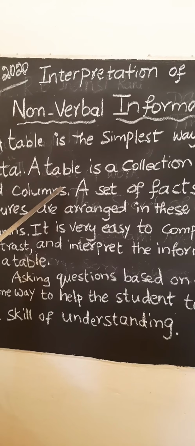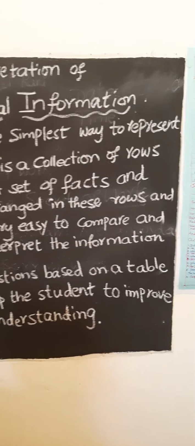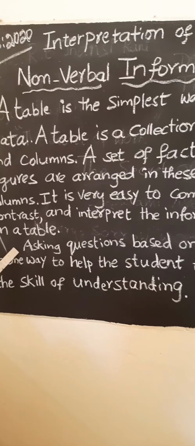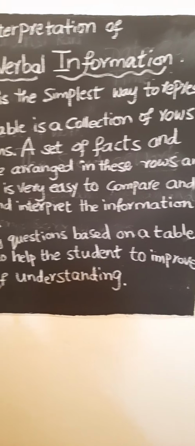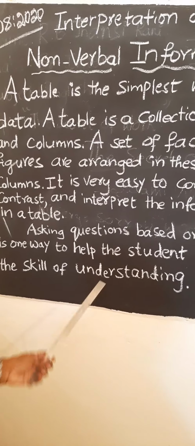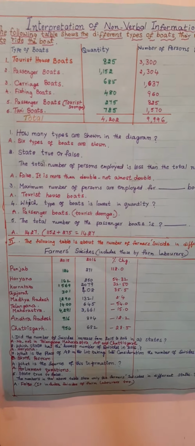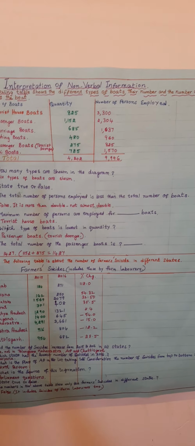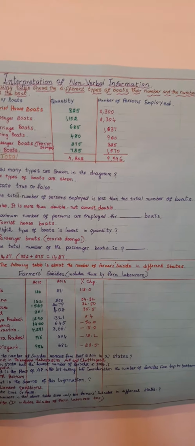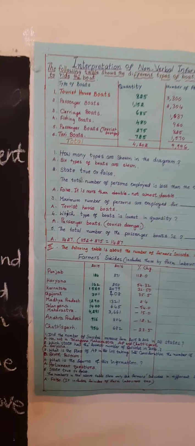This table chart is a very important chart, and we have to interpret the information in a table. Asking questions based on a table is one way to help the student improve the skill of understanding. If you do exercises through this table chart, you can develop the understanding skill. So you have to practice all these table charts. Now, let me give one example of this table chart.